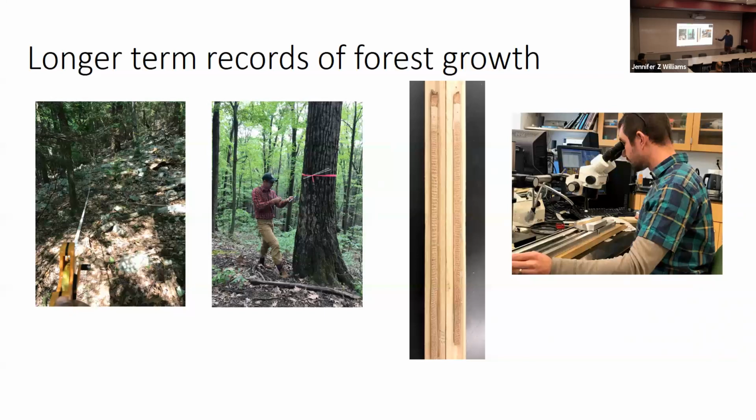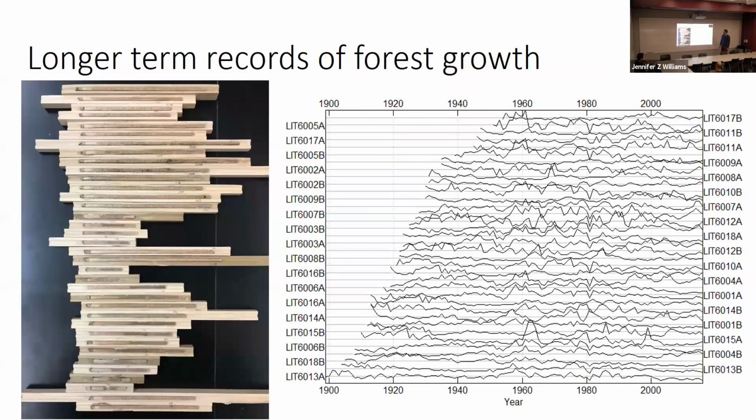Tree cores are mounted onto these wooden mounts, and then they're sanded with progressively finer grit sandpaper all the way up to like 9 microns. You really have to polish these things up. Then in the lab, I'm counting the number of rings and measuring the width between rings, and I'm using that to reconstruct stem diameters through time to apply those allometric equations to understand how carbon has changed on the plot.